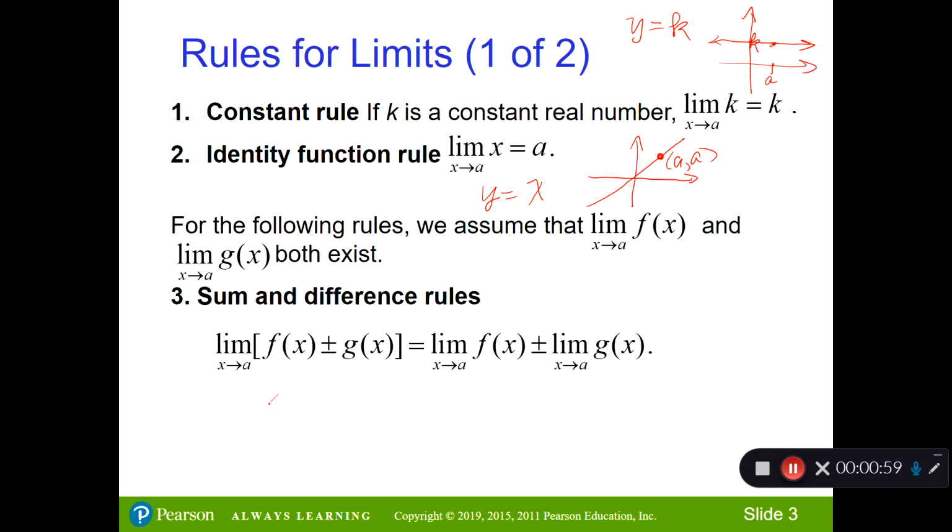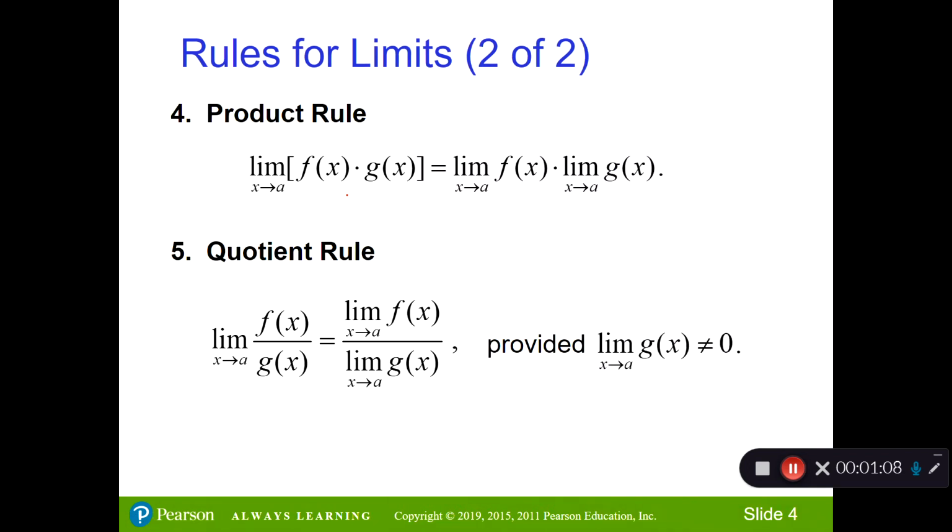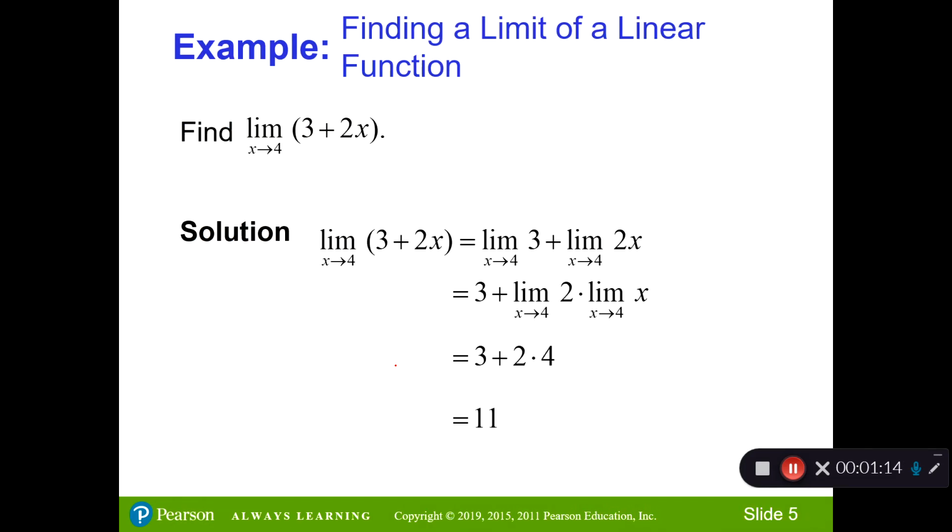Now, if I have the limit of two functions being added or subtracted, I could take the limits individually and add or subtract the results. And the limit of two things multiplying, just multiply the limits of each. Same with division as long as g is not 0. That'll allow me to take the limit as something like 3 plus 2x.